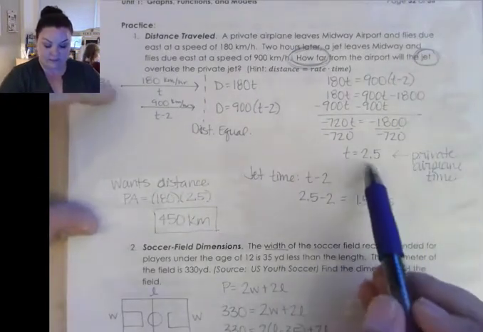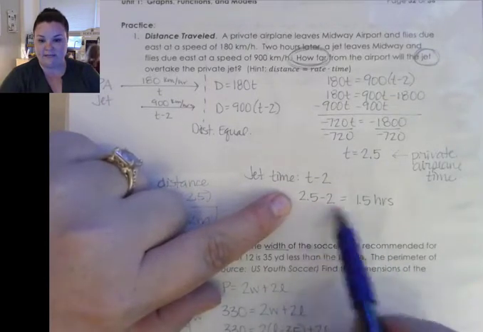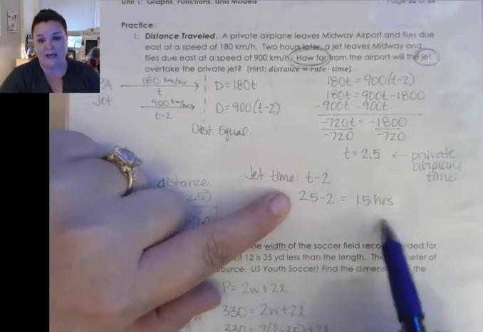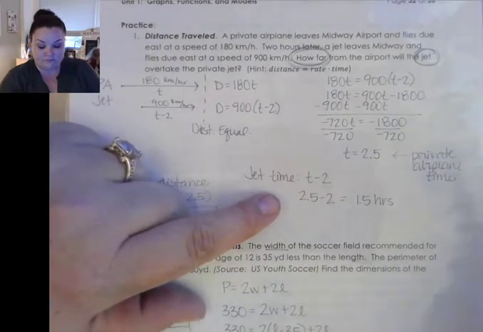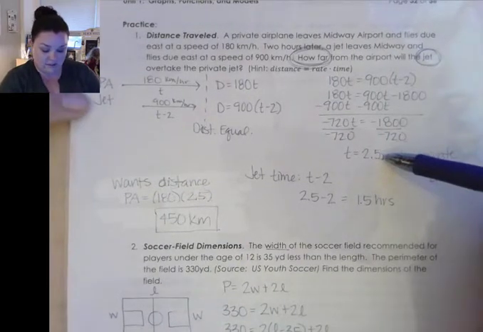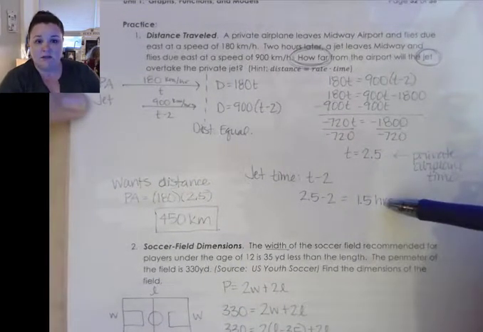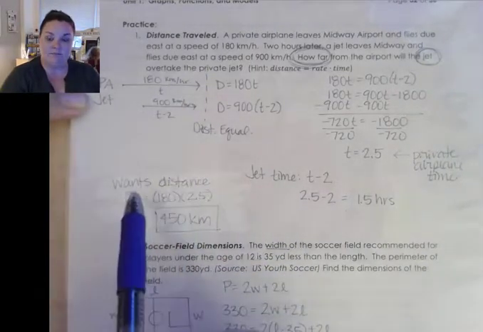So if you went ahead and plugged in your 2.5 into the jet time and figured out he's been traveling for 1.5 hours, that's great. But it's not necessary, right? Because it's not asking us for the time of the private airline. It's also not asking us for the jet time. What it's asking us for is the distance that they caught up to each other.